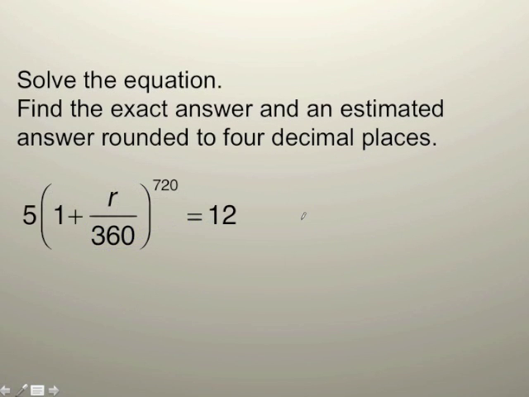Now this time, my variable is not in a log. This becomes a little trickier. Okay, the first thing I'm going to do, since I'm trying to get this r by itself, is divide by 5. So 1 plus r over 360 to the 720th equals 12/5.